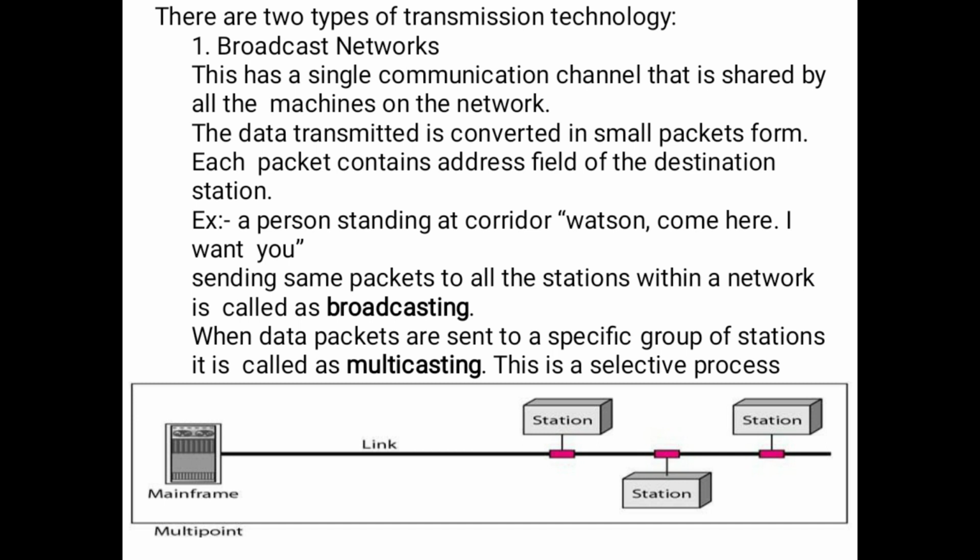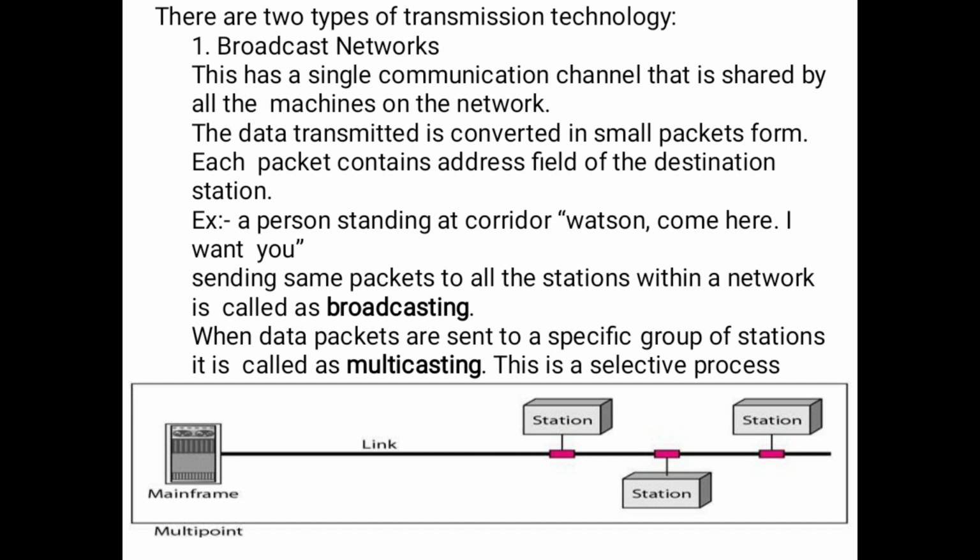The data transmitted is converted into small packets, and each packet contains an address field of the destination station. For example, a person standing in a corridor says, come here, I want you. Sending the same packets to all the stations within a network is called broadcasting. When data packets are sent to a specific group of stations, it is called multicasting. This is a selective process.